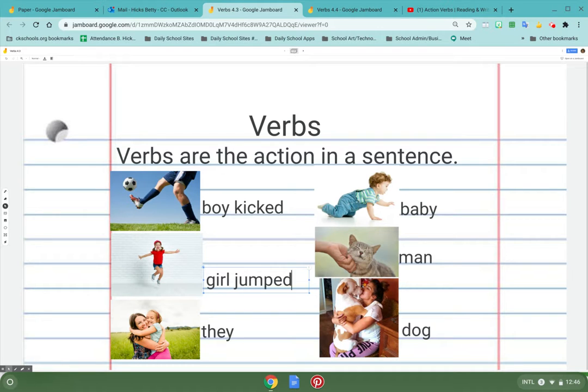So if you notice, I'm kind of giving you an idea of how Mrs. Hicks writes. I always start with my subject. What is my subject doing? And at that point, I can turn it into a sentence and then I write it.